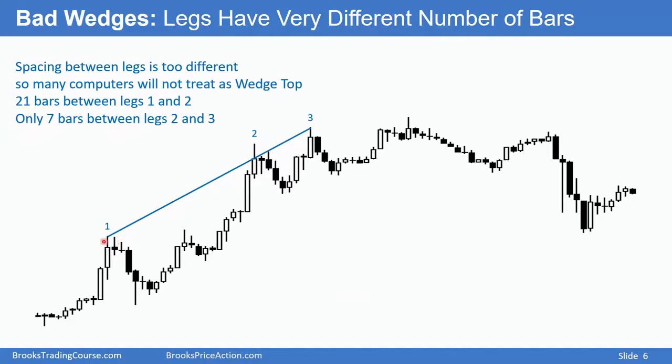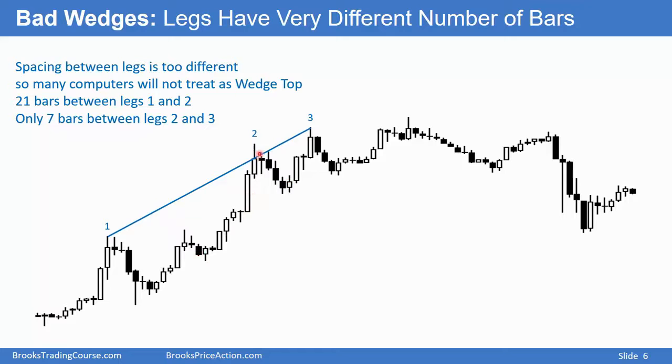Whenever traders are counting legs and they see 3 pushes up, it's important to pay attention to symmetry. In general, you want the spacing to be about the same between point 1 and point 2 as it is between point 2 and point 3. If there's too big a difference between the spacing between point 1 and 2 and then point 2 and 3, computers tend to ignore this as a channel. Here there are 21 bars between 1 and 2, only 7 bars between 2 and 3. That is getting to be a little too asymmetrical, and traders tend to view this less as a wedge and more as a bull channel with more to go.